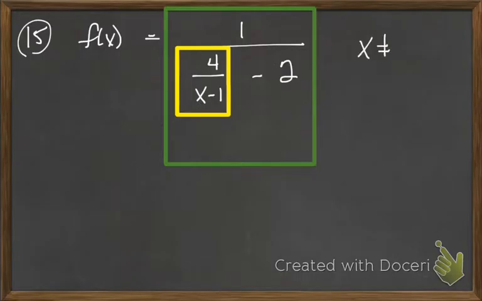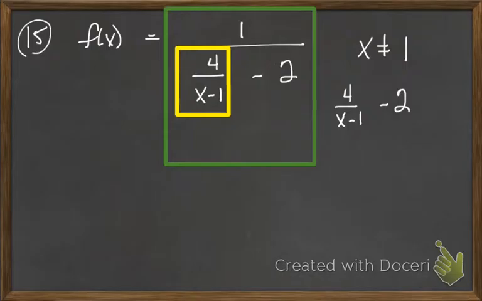Okay. And then let's look at the denominator of the big fraction, the one in the green box. Okay, so the one in the green box is 4 over x minus 1 minus 2. Y'all agree that's what's in the denominator of the big fraction? Okay, and we don't want that value to be equal to 0. Now, can you, in your mind, figure out what x would be?